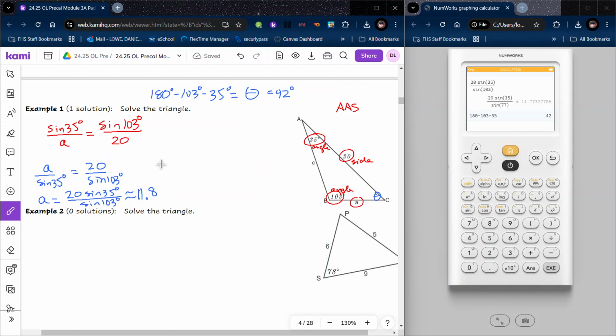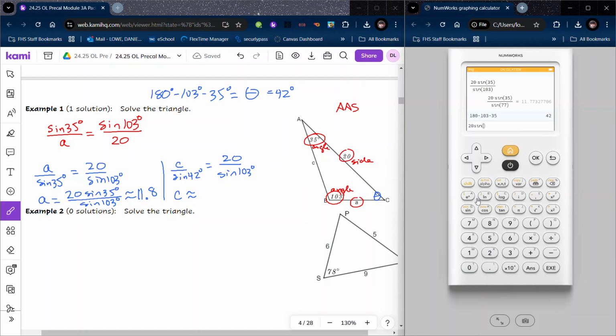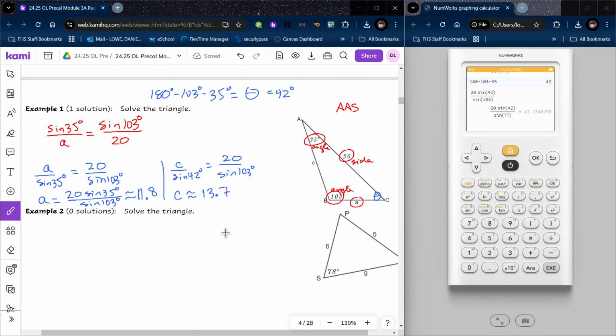Okay, so now I have a 42-degree angle. So what does that tell me for my 42-degree angle? I know that C over the sine of 42 degrees has to be equal to 20 over the sine of 103 degrees, which means that C is approximately 20 times the sine of 42, all divided by the sine of 103, and that gives me approximately 13.7.